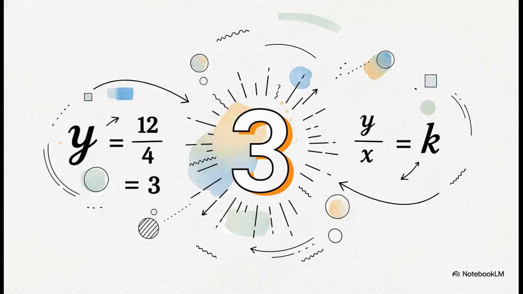Okay. Now that's just one data point. The key word here is constant, so we have to check another pair to be sure this isn't a fluke. Let's try the second row. y is 12, x is 4.